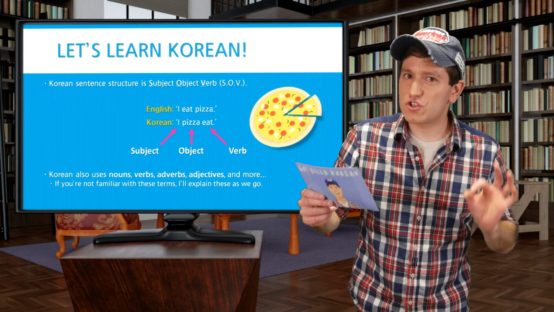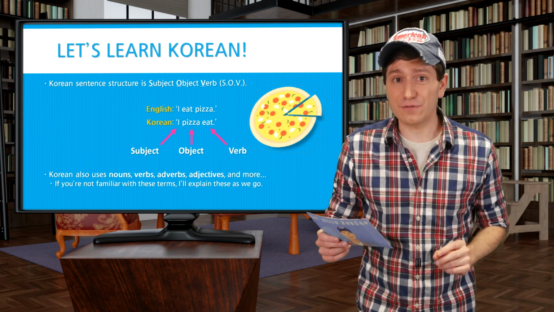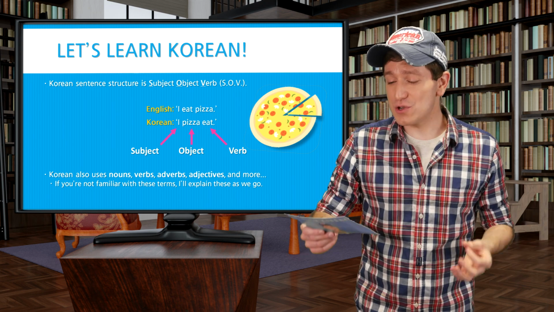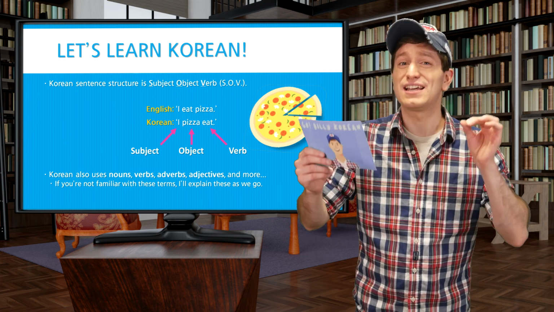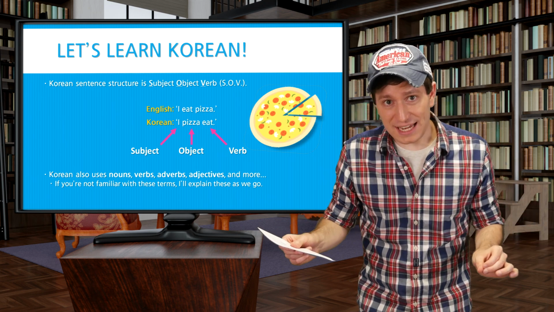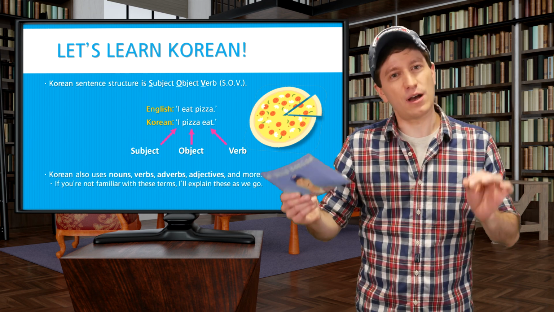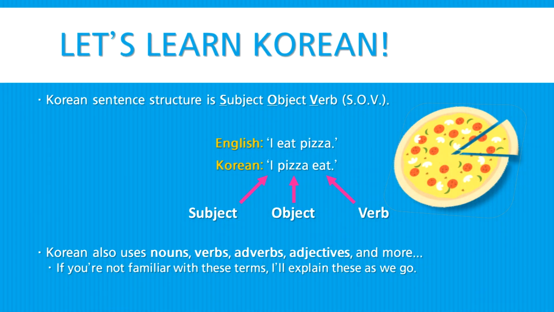And the sentence structure of Korean is very different from English. It goes subject, object, verb, which is different from English, which goes subject, verb, object. Here's an example of how that works. In English, we might say, I eat pizza. I, subject, eat, verb, and pizza is the object of the verb eat.